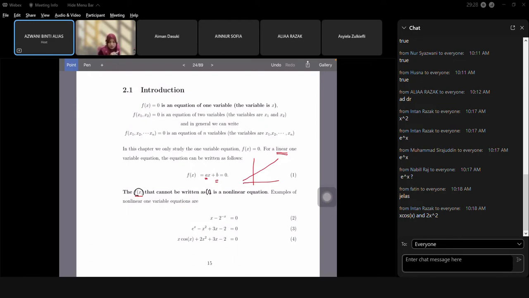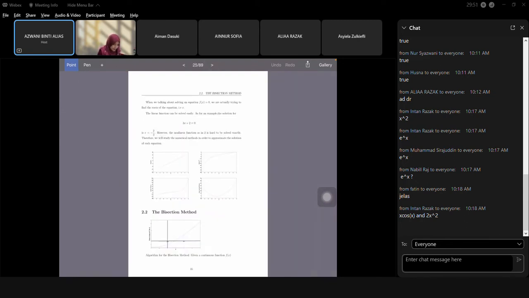So dalam NA, dalam subjek ni memang kita akan solve the function yang melibatkan non-linear equation with one independent variable, with one variable, which is melibatkan x. Dia tak adalah equation yang melibatkan x, y, is too complicated lah yang tu. Mungkin you akan belajar benda tu in Advanced NA.